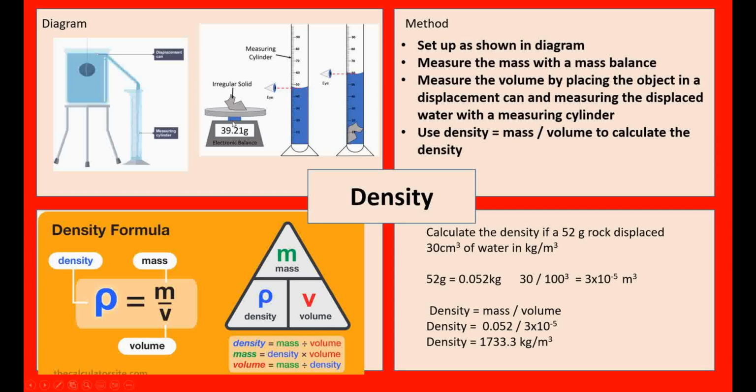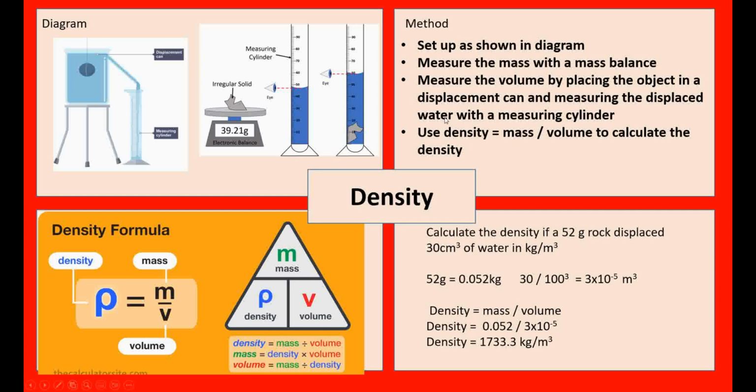We use a mass balance to measure the mass of the irregular object. Now notice my language. Be really clear if you're writing methods, and this goes for all of the methods. State what you're measuring and the piece of equipment you're using to measure it. So we measure mass with a mass balance. We measure volume using a measuring cylinder.